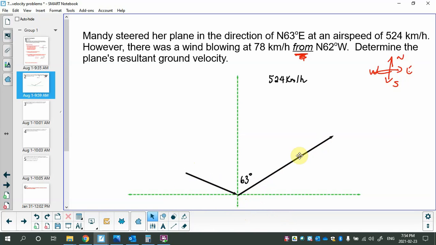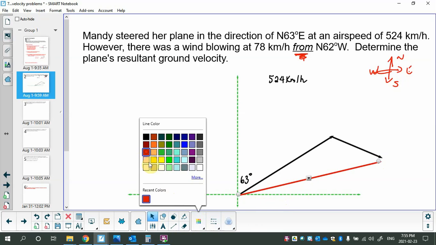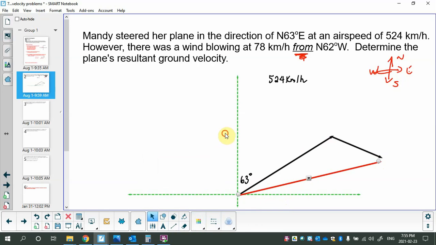Now, if this is the airspeed and this is the wind speed, I should move that here so airspeed plus wind speed is equal to the resultant, which is ground speed. And I'm going to make that red because it's the resultant. So let's try to find some values in here. First of all, I'm going to put 78 kilometers per hour here.